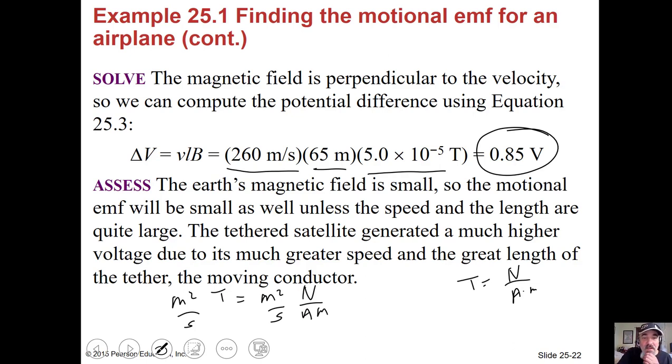Okay, so remember what a volt is, first of all. It's a joule per coulomb. So if we could make this thing in the bottom into a joule per coulomb, we would be in good shape. And it looks like we can. One of these meters cancels out.